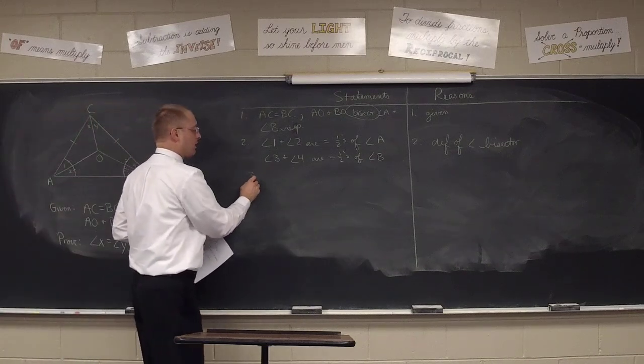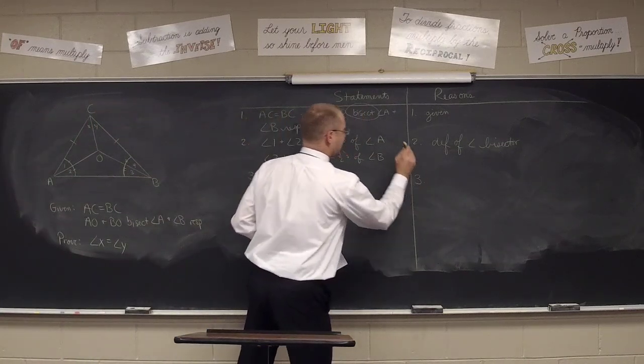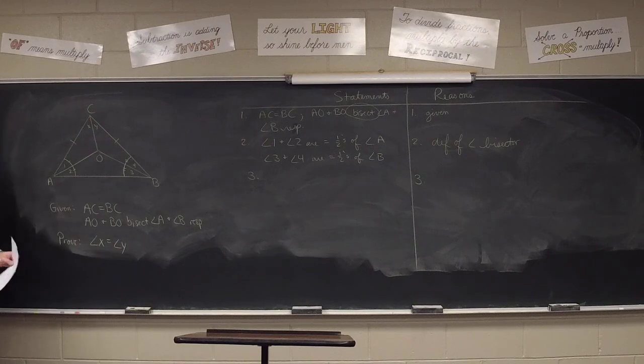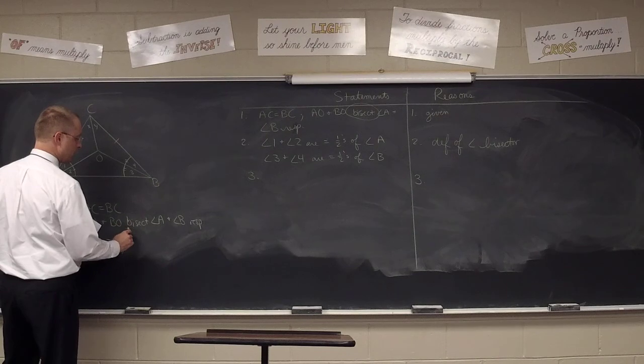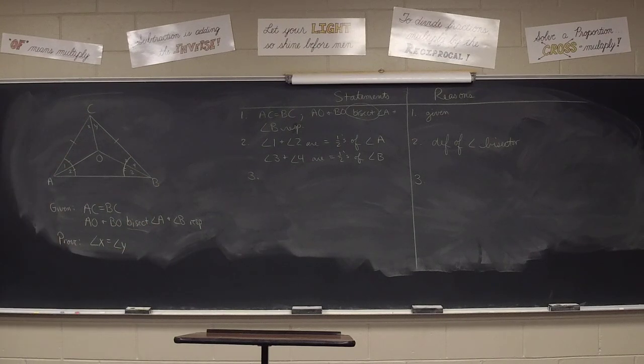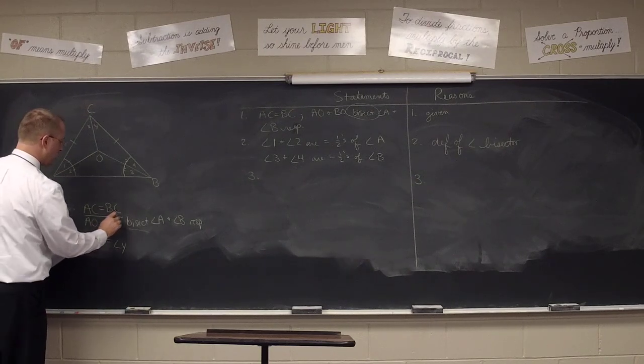because for number 3, there was another clang statement in the given. What was the other clang statement in the given, Noah? We already hit up bisect. That's a clang word. It's not so much a clang word as much as a clang. Yeah, AC and BC are equal.